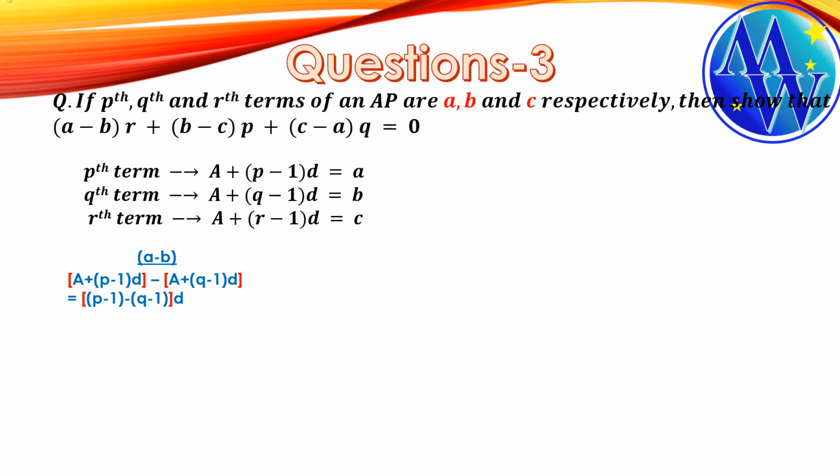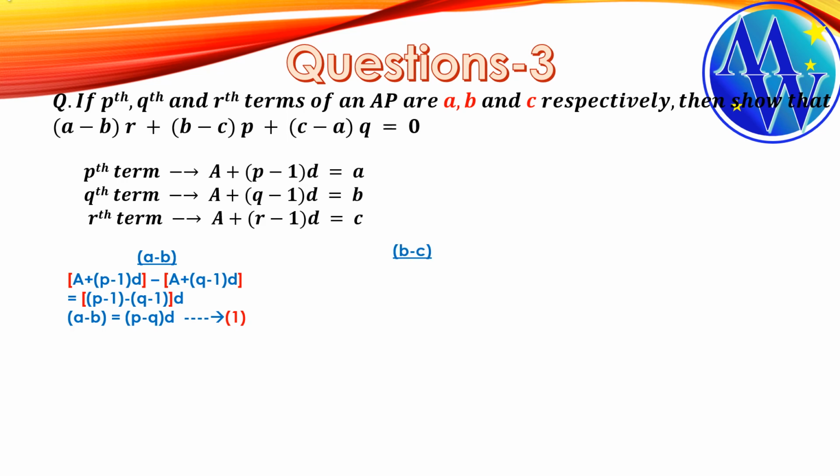Here the minus is common for Q and minus 1. So minus of minus 1 is plus 1. So minus 1 and plus 1 also cancel. So the final answer is P minus Q into D. So A minus B equals P minus Q into D. You can just number this equation as number 1.